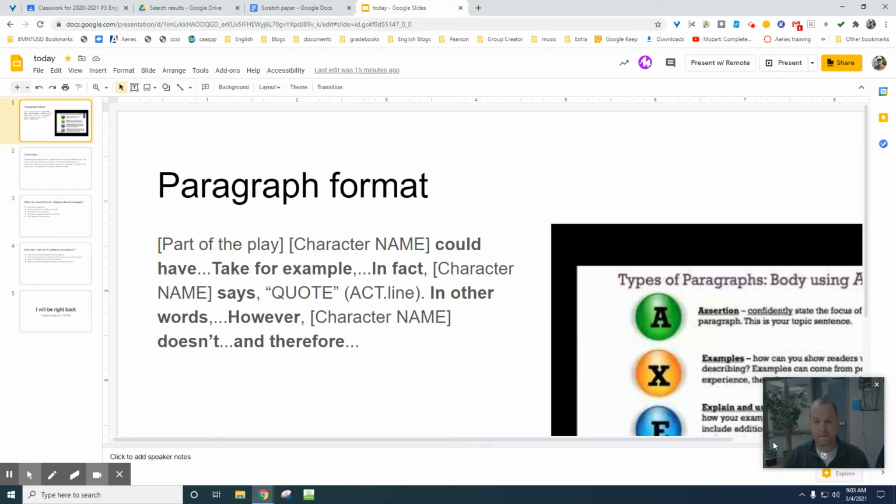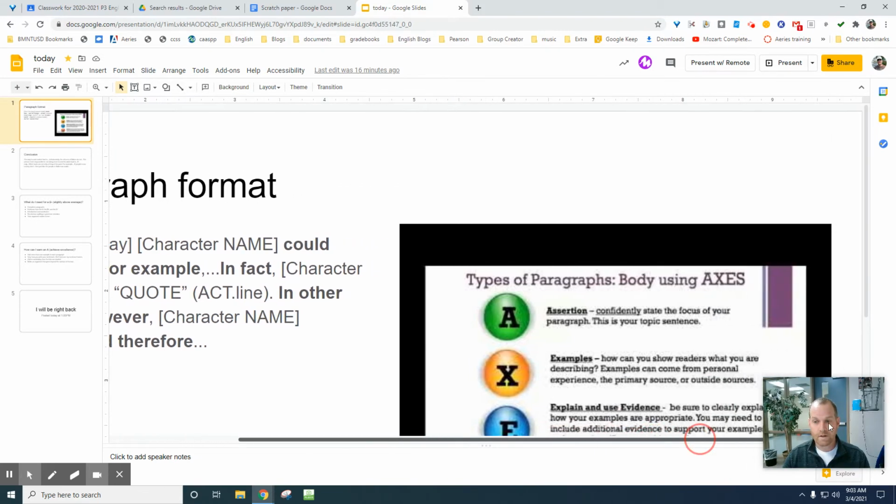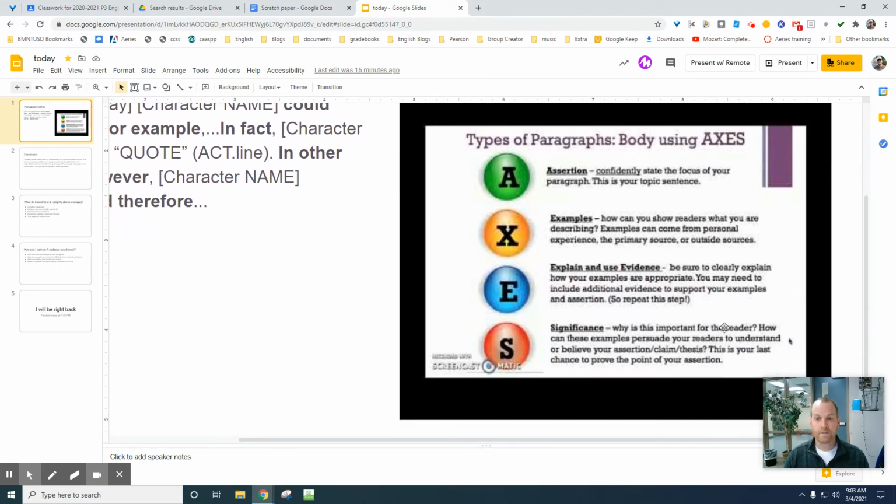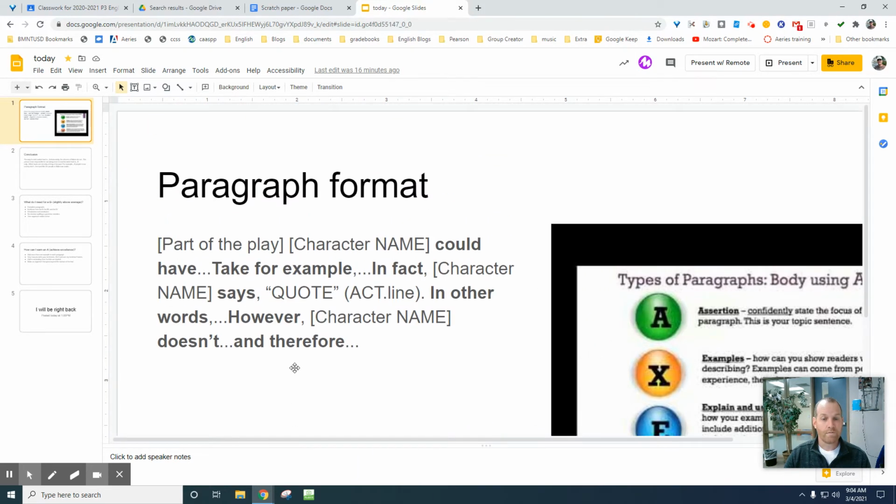therefore what's the significance for the play? And I just want to show you this graphic, right? Because this is what we're doing, and this is something that you could take with you to your senior year, to college. This pattern, right? We're making an assertion, right? A focus for the paragraph. We're giving examples. We're going to explain and use evidence to back up those examples, and then we talk about the significance. You're going to keep doing this throughout. And so probably this part of the video, you're going to pause here for a long time and use this to construct your body paragraphs.